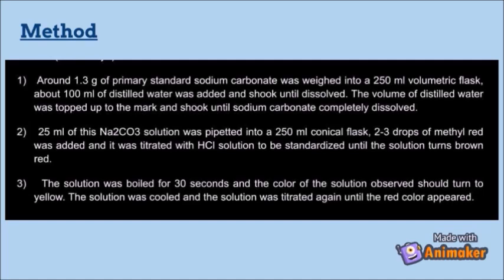For the second step, 25 ml of this Na2CO3 solution was pipetted into a 250 ml conical flask. 2 to 3 drops of methyl red were added and it was titrated with the HCl solution to be standardized until the solution turned brown red. For the third step, the solution was boiled for 30 seconds and the color should turn to yellow. The solution was cooled and titrated again until the red color appeared.